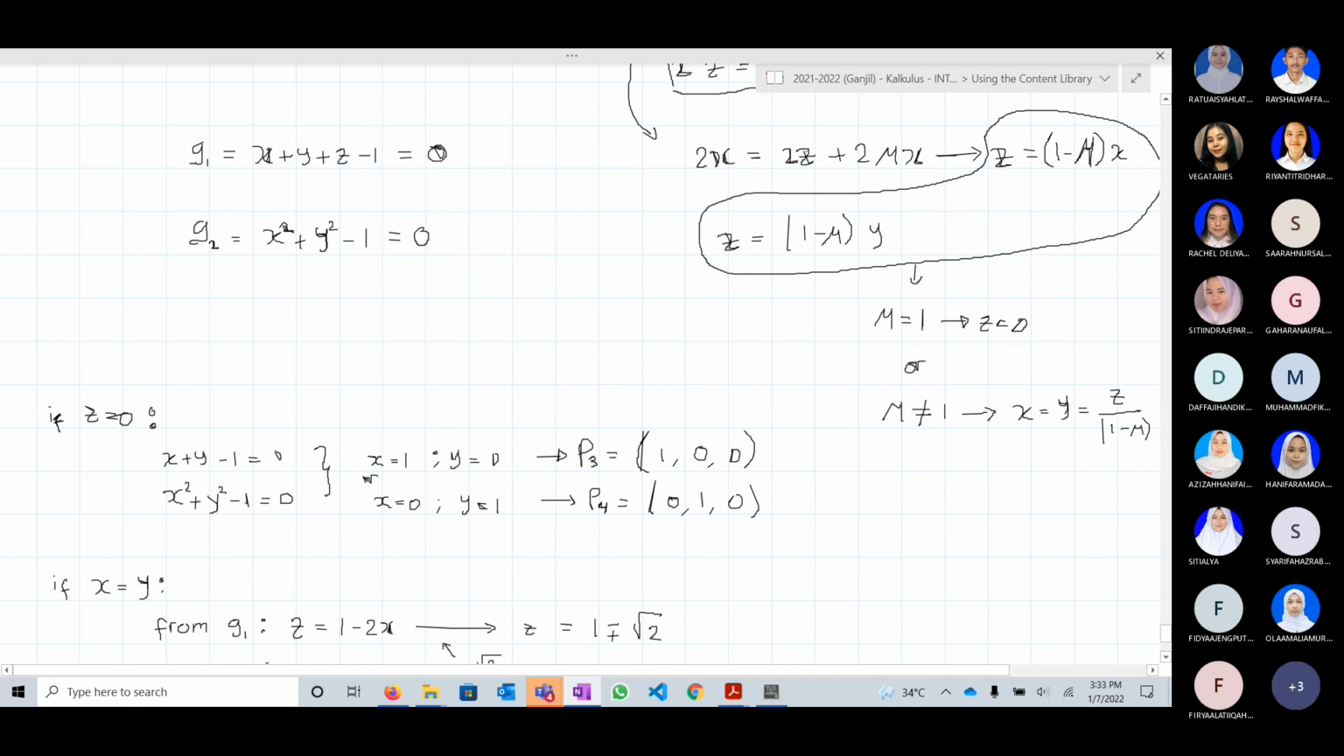Kita bisa selesaikan, ternyata kita dapat x-nya 1. Ketika x-nya 1 maka y-nya 0, atau x-nya 0, y-nya 1. Itu adalah dua solusi yang memenuhi kedua persamaan ini. Sehingga kalau x-nya 1, y-nya 0, z-nya 0, berarti kita punya salah satu titik yaitu (1, 0, 0). X-nya 0, y-nya 1, z-nya 0, berarti kita punya titik lain yaitu (0, 1, 0). Seperti itu. Bisa dipahami?